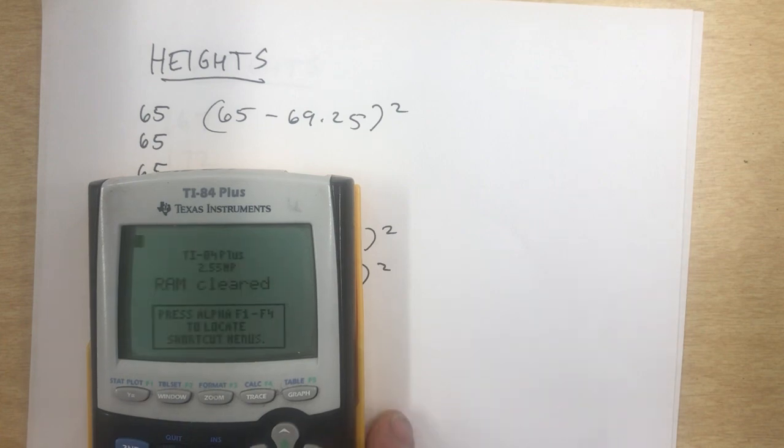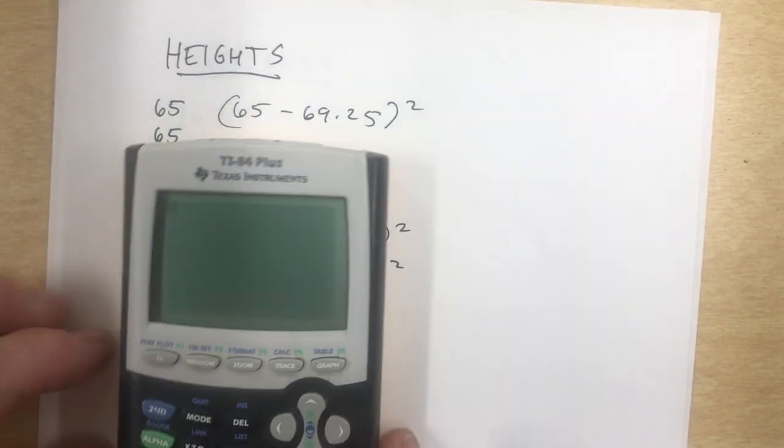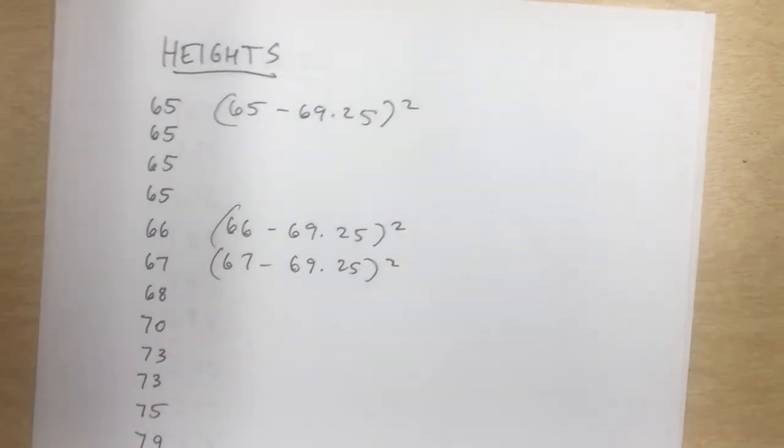Uh-oh, my calculator went off. Sorry, got a battery loose or something. Battery going out. You get a different one. Okay, 65 minus 69.25. That one went out too. My goodness.